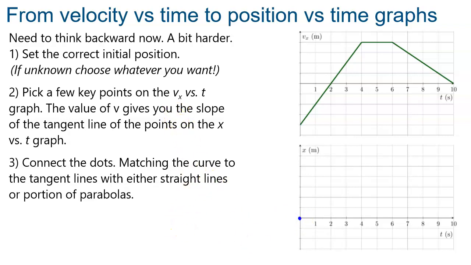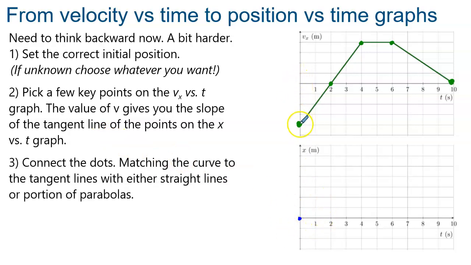Then, just as we did before, pick a few key points on your velocity versus time graph. And here I would probably pick the beginning, t is equal to 2 again because the velocity is 0 there. Then at 4, at 6 probably, and then back at 0. That would be my 5 points that I think are key. Then we have to start and think backward. So the value of v on the graph at these key points will give us the slope of the tangent line on the position versus time graph.